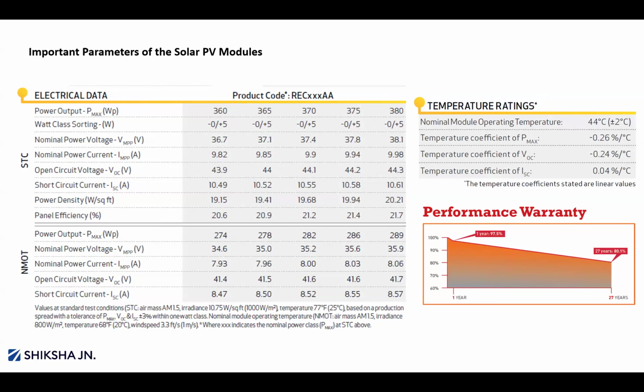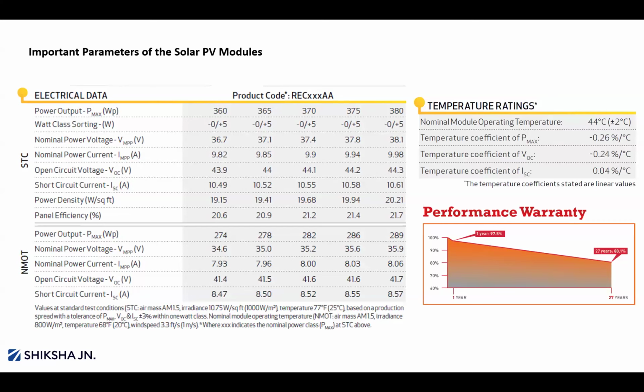The second important one is the temperature ratings. You also have to cross-verify the temperature ratings, from manufacturer to manufacturer, make to make, and model to model. If you see here, nominal module operating temperature, this is the module operating temperature, 44 degrees, that they are offering. And next, the temperature coefficient of Pmax. This value you have to check.